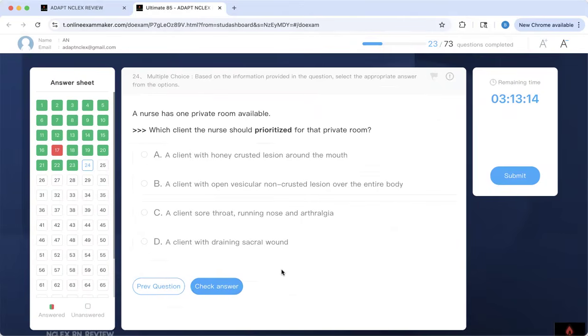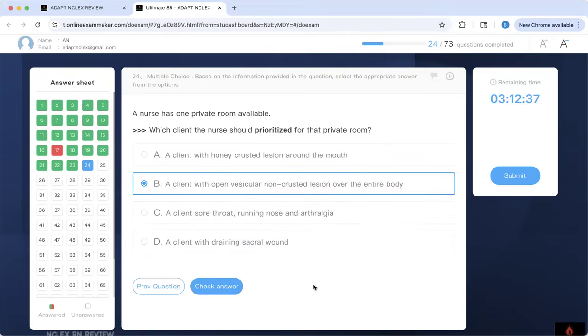And then that's one private room. Which client should the nurse prioritize for the private room? You got to know if it's droplet, airborne, standard, or contact. Then you assign them. Uncrusted lesion around the mouth. What do you think? Open vesicular non-crusted lesion over the entire body. Sore throat, runny nose, arthralgia, and a draining sacral wound. Put them in the different groups of infection prevention and figure out who is in trouble. You pick your answer. I know you pick it. And I know you pick the right answer because you picked this.